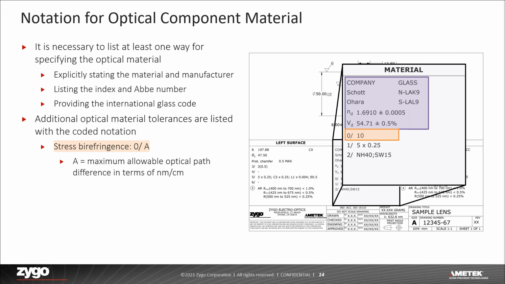Associated with the 0/ is the stress birefringence. There is no code or class used for this tolerance. The stress should be listed as the allowable path difference in terms of nanometers per centimeter. For the drawing shown on the right, there is a stress birefringence of 10 nanometers per centimeter.